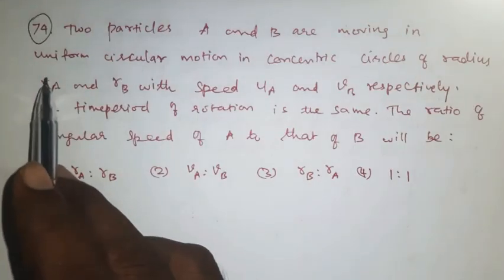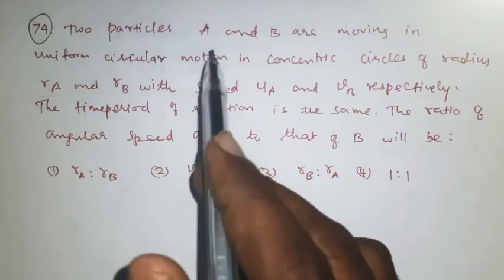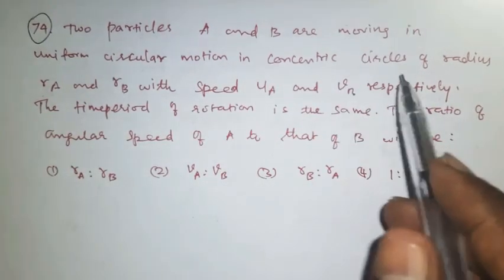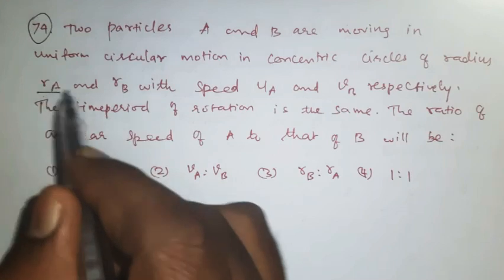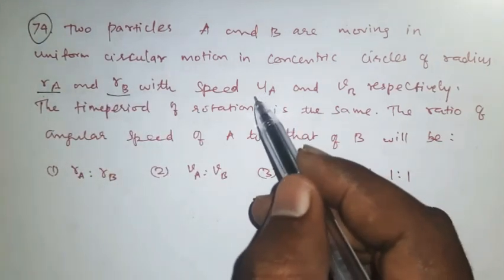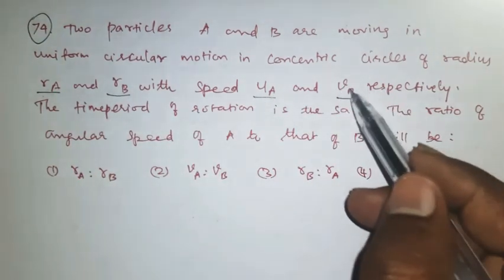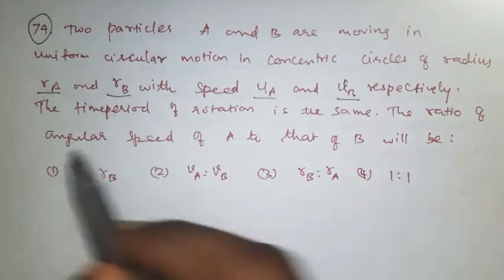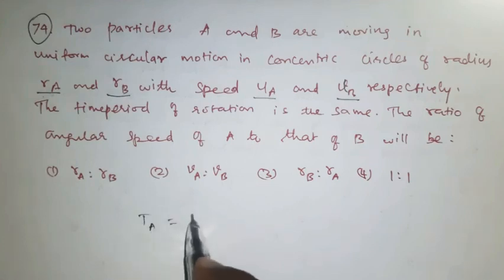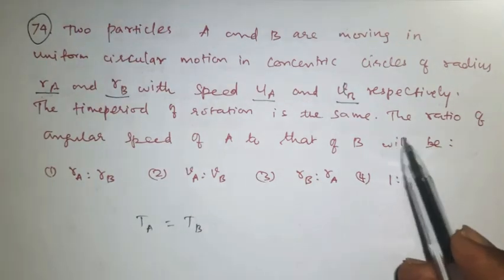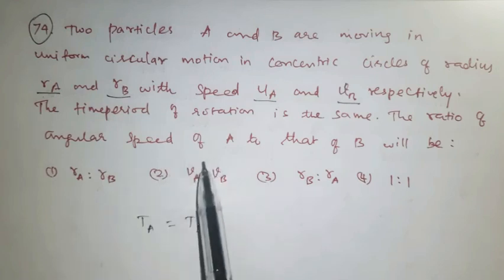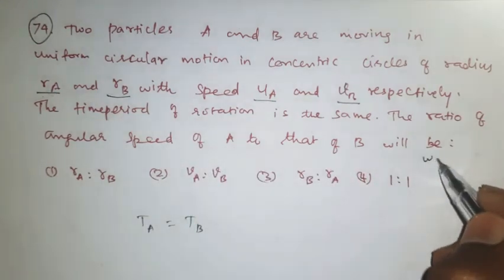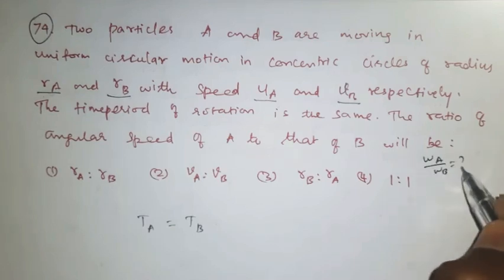Question number 74. Two particles A and B are moving in uniform circular motion in concentric circles of radius RA and RB with speeds vA and vB respectively. The time period of rotation is the same, that is, TA is equal to TB. The ratio of angular speed of A to that of B will be. They are asking the ratio omega A by omega B.